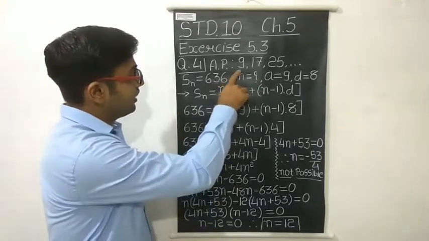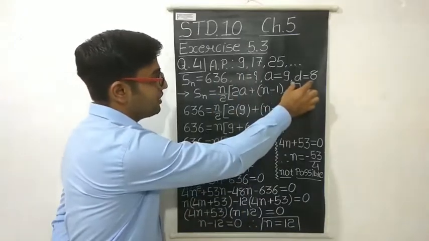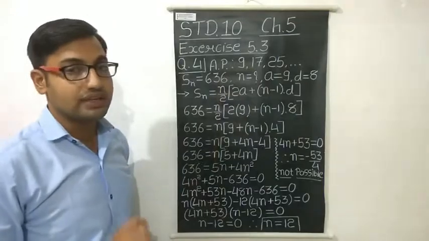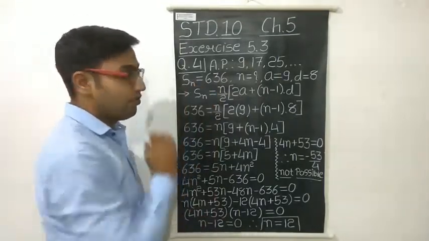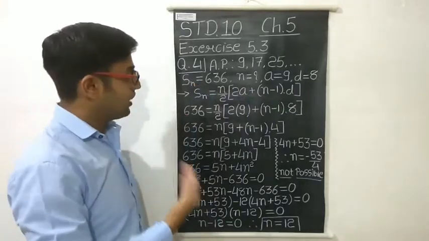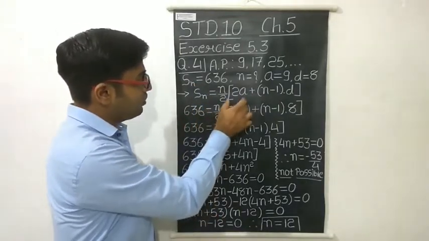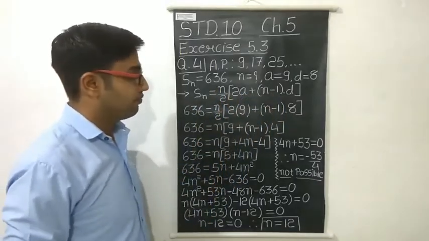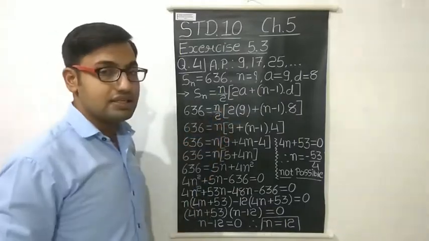Okay, so here we can write down the first term a is equal to 9, common difference d is equal to 17 minus 9, which is equal to 8. Now we have the value of the sum Sn. So we can use this formula of Sn, that Sn is equal to n by 2 in the bracket 2a plus n minus 1 into d. Now whatever we have, put all the values in this equation.